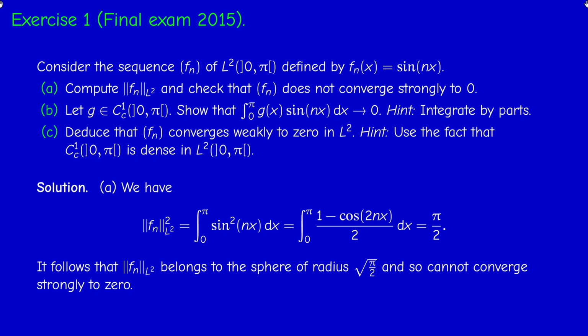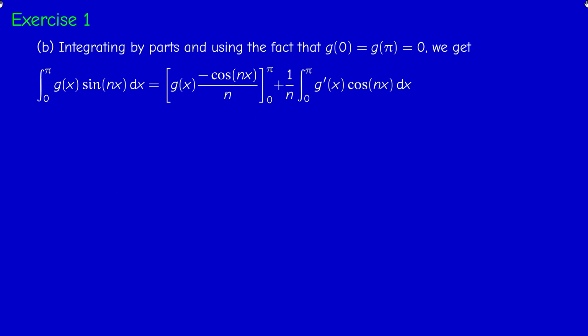Okay, so first we assume that g is continuously differentiable with compact support on (0, pi), and you have to prove that the integral of g against F_n tends to 0. Okay, this is a sequence of real numbers. So for this we integrate by parts because everything is continuously differentiable. So we integrate sine nx and we differentiate g.